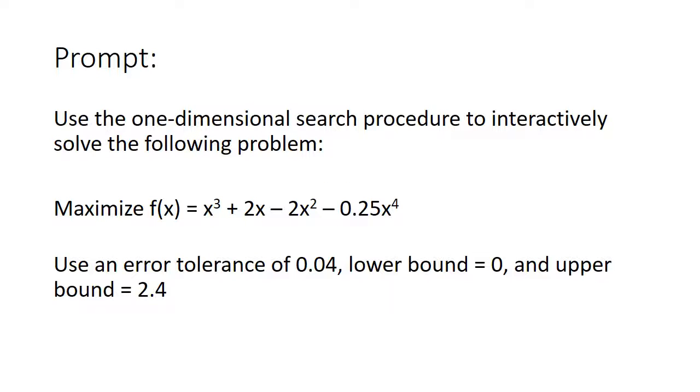So the prompt for this problem says that we should use the one-dimensional search procedure to interactively solve the following problem, which is to maximize the objective function f(x) = x cubed plus 2x minus 2x squared minus 0.25x to the fourth. We're supposed to use an error tolerance of 0.04 with a lower bound of 0 and an upper bound of 2.4.